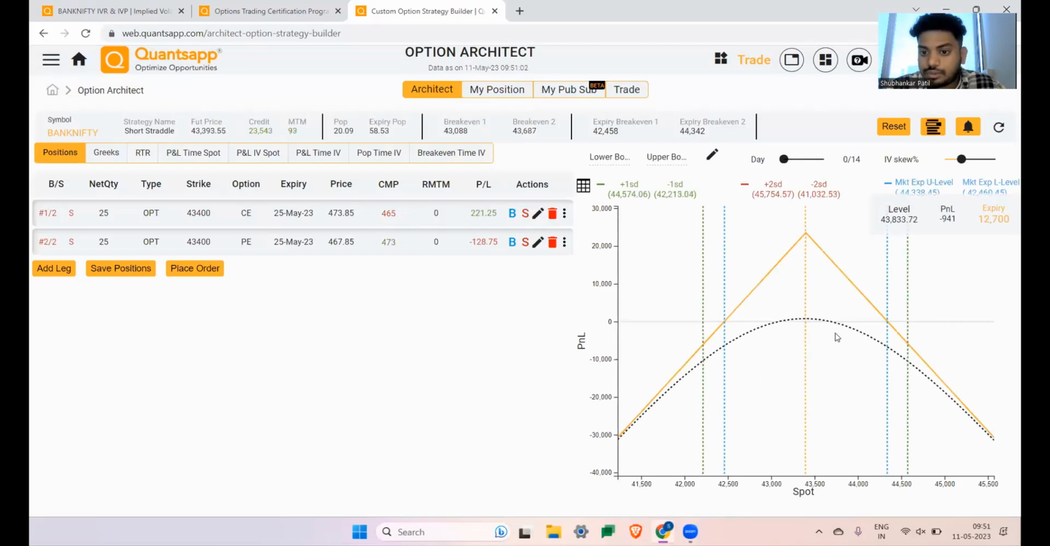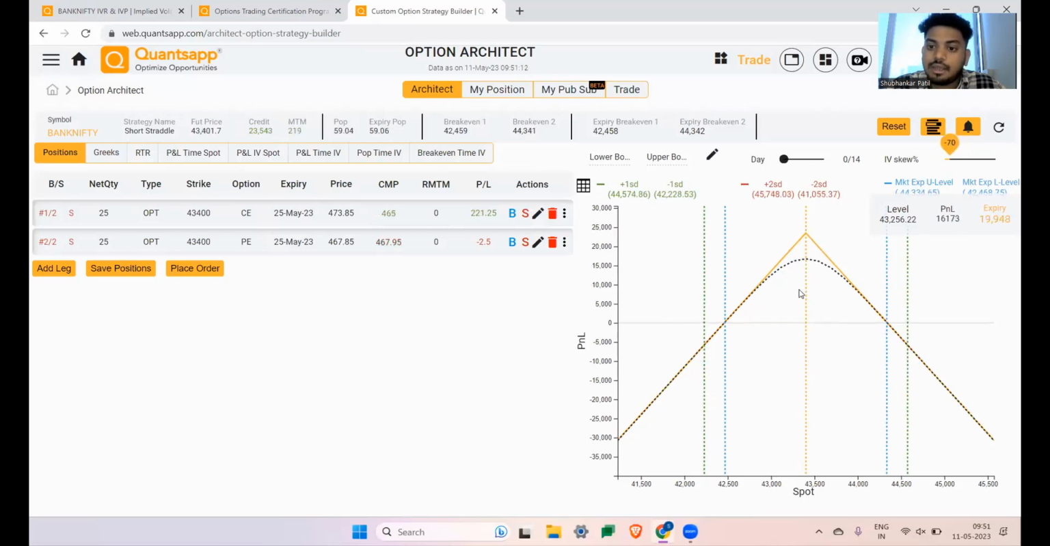Now just observe the black dotted line, which is T plus N P&L. If I just pull the IV down, you see that it is giving me more profit. The more the implied volatility goes down, the better it is for me when I'm creating this type of strategy. So this is a short straddle, which is something we can go ahead and try to observe whenever the market is expected to collapse.